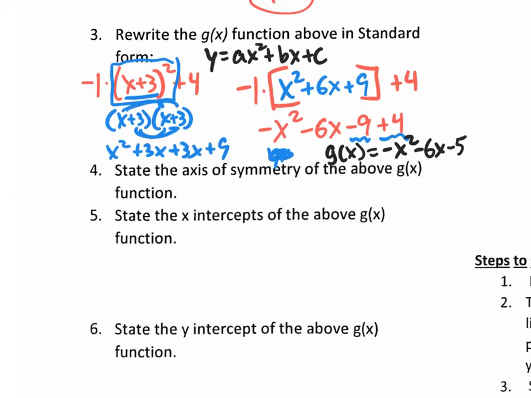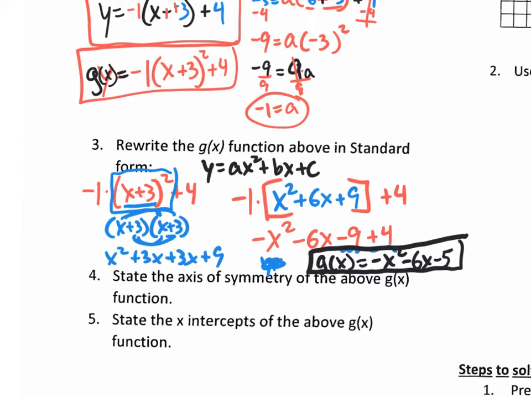So let's also understand this, guys. We wrote this g of x function in standard form right here, and we also wrote it in vertex form up here. It doesn't matter which one you use to answer the following questions. Some are easier to use than others. Like number 4, state the axis of symmetry. Well, the axis of symmetry is always going to be x equals the x value of your vertex. So which one are you going to look at? This one or this one?